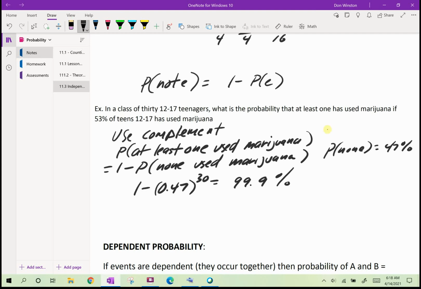So I have 30 students in the class, and it could be at least one. So I could have one that has used marijuana, or two that have used, or three, or four, and so on, all the way to 30. Well, what's the probability of at least one? The best way to get at that is to use the complement. The probability that at least one has used marijuana is equal to 1 minus the probability that none has used marijuana. Okay, taking the complement: 1 minus the probability that none has used marijuana.